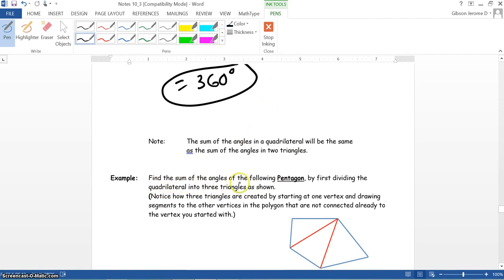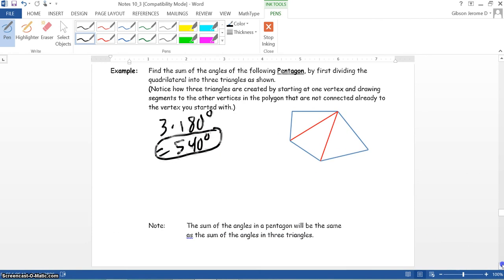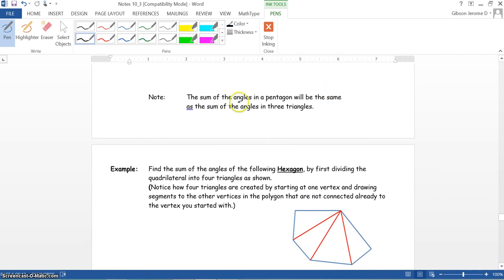Now it says find the sum of the angles of the following pentagon by first dividing the pentagon into 3 triangles as shown. So we would take 3 times 180, and then 3 times 180 is 540, and that's degrees because our angle is in degrees, so it's 540 degrees. So now it tells you the same direction. The sum of the angles in a pentagon would be the same as the sum of the angles in 3 triangles. Okay, now we come to the next example. It says here, find the sum of the angles of the following hexagon.